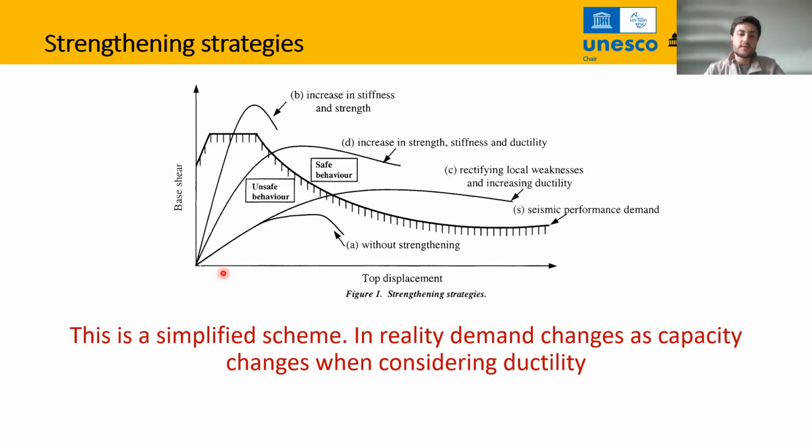In this simplified scheme, you can see the pushover without any strengthening and the seismic or the design code performance demand. So we can see that without any strengthening, we will have an unsafe behavior, and the strengthening can be done with different objectives in mind. You can increase the stiffness and the strength, as you can see here, and obtain the new pushover curve. You can increase the strength, stiffness, and ductility and have a safer behavior in here, or only rectify local weaknesses and increase ductility. So you will have another type of behavior.